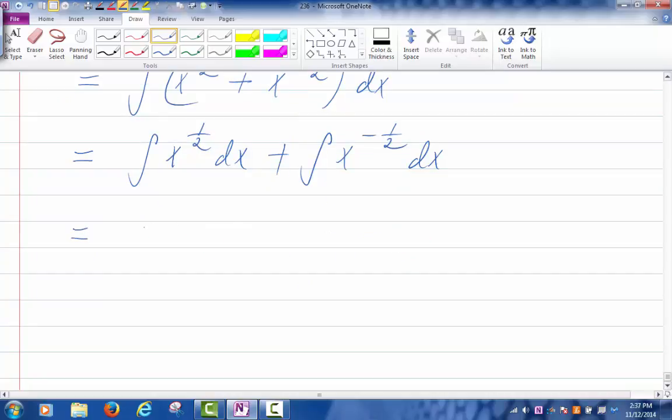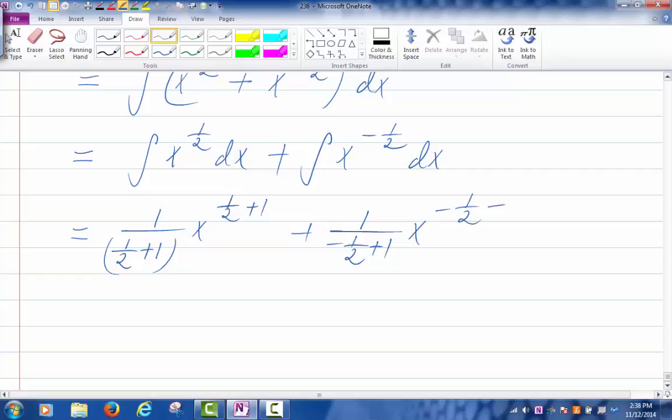And then what's the derivative? Sorry, not the derivative, the integral. It will be 1 over half plus 1, x to the half plus 1, plus 1 over negative half plus 1 times x to the negative half plus 1. And then at the end I'm going to add a c.